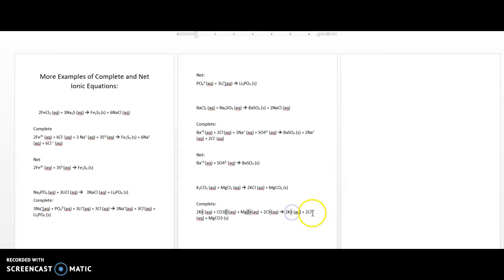We are going to change these into superscripts. Make these as subscripts. Okay, so this is our complete ionic equation. So then finally, to make the net ionic equation, what I'm going to do is eliminate anything that does not change. Okay, so my net ionic equation, potassium does not change, the chloride does not change, but the magnesium and carbonate do.